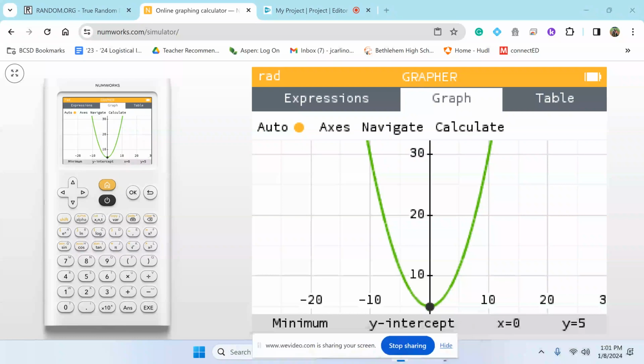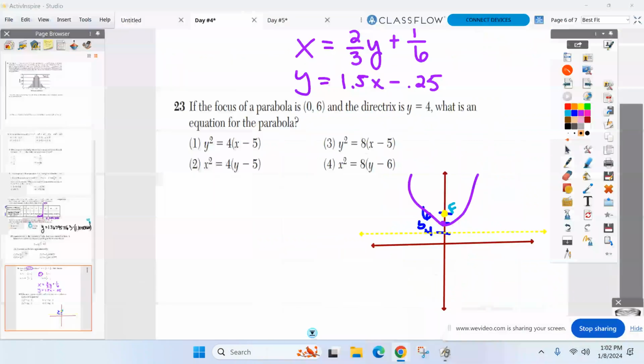0, 5. That was our vertex. And if you check, because I know hopefully some of you are like me and think, I'm not sold yet, let me check out 3 and 4. 3, it's going to open up sideways again. And 4, it's going to be at 0, 6 instead. All right, so that is the only choice. Your vertex is at 0, 5. Halfway in between the focus and directrix is your vertex. Halfway in between. Questions, comments there?